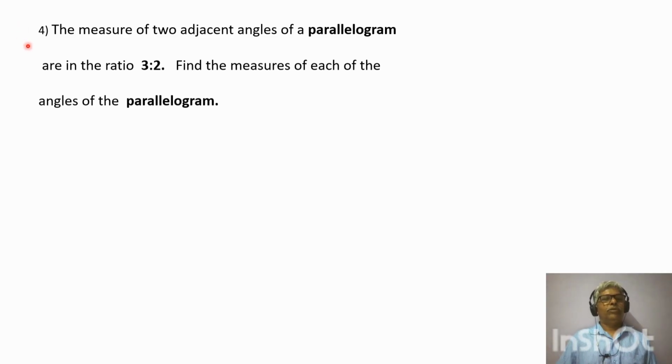Fourth one, the measures of the two adjacent angles of a parallelogram are in the ratio 3:2. Find the measures of each of the angles of the parallelogram. Okay, see, the adjacent angles are in this ratio, and from this data you have to find the measures of each angle of the parallelogram. So you have to apply proper properties and solve this. Okay, so we have given the solution.